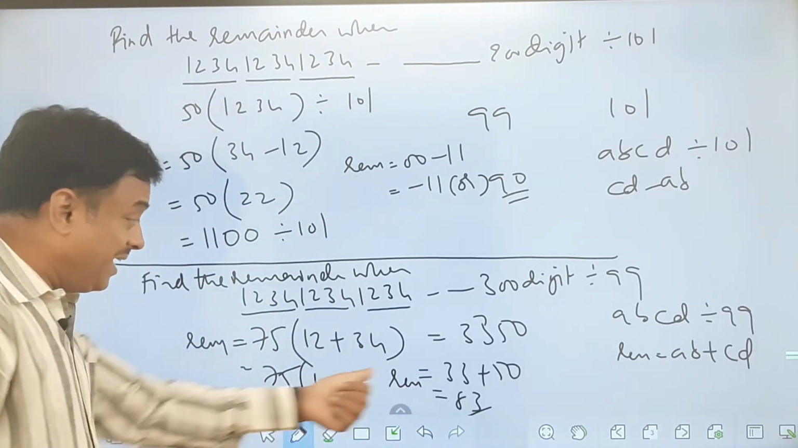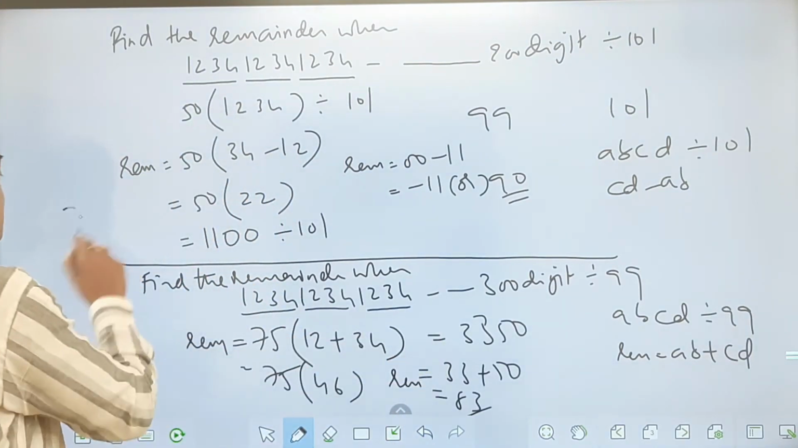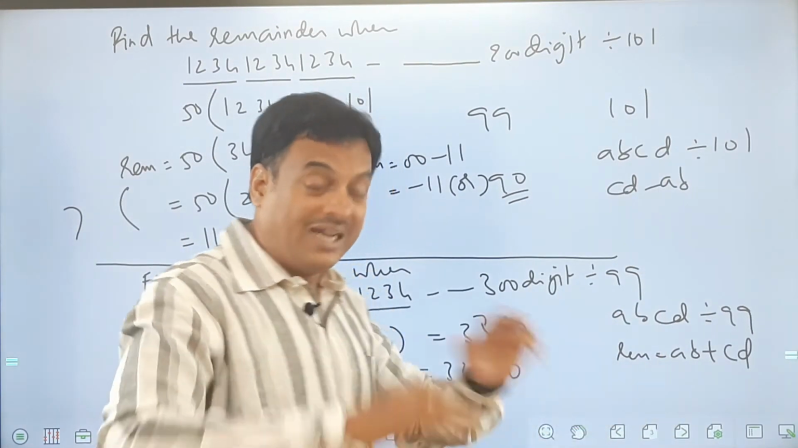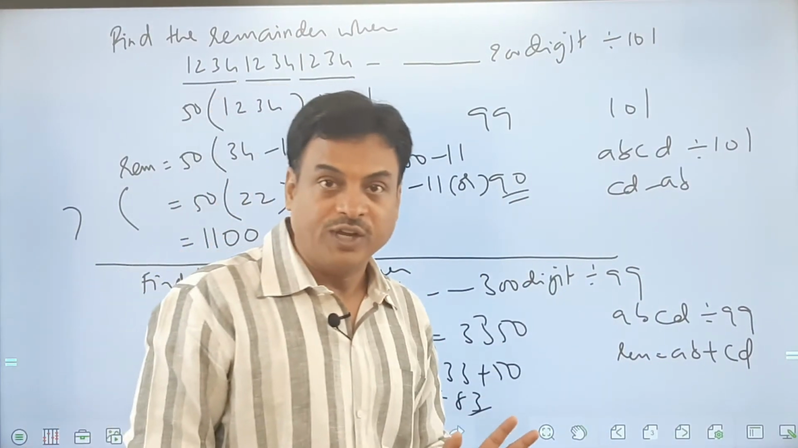So I should not again divide completely. I should never do this method. This method should be avoided. If I understand this logic, I'll never use that method to get my answers here. Okay. So quickly, let us take some other examples.